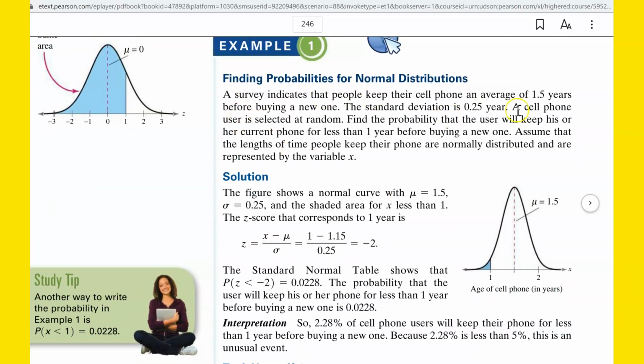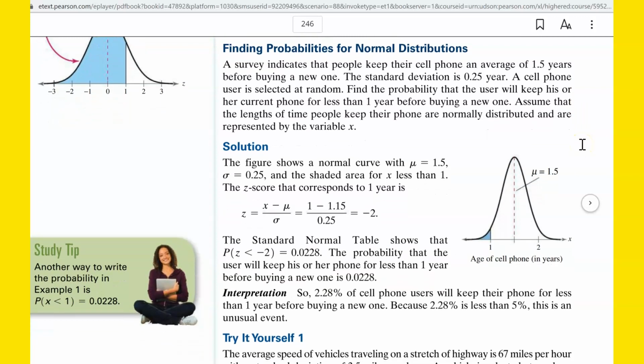A survey indicates that people keep their cell phone an average of 1.5 years before buying a new one. The standard deviation is 0.25 years. A cell phone user is selected at random. Find the probability that the user will keep his or her current phone for less than 1 year before buying a new one. Assume that the lengths of time people keep their phones are normally distributed and are represented by the variable x. So we're trying to find the probability that they keep their phone for less than a year. We got a mean of 1.5 and a standard deviation of 0.25.